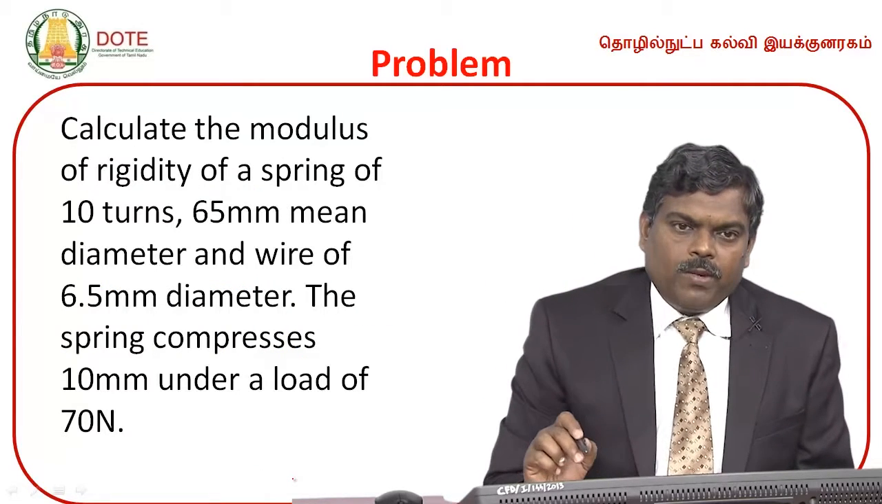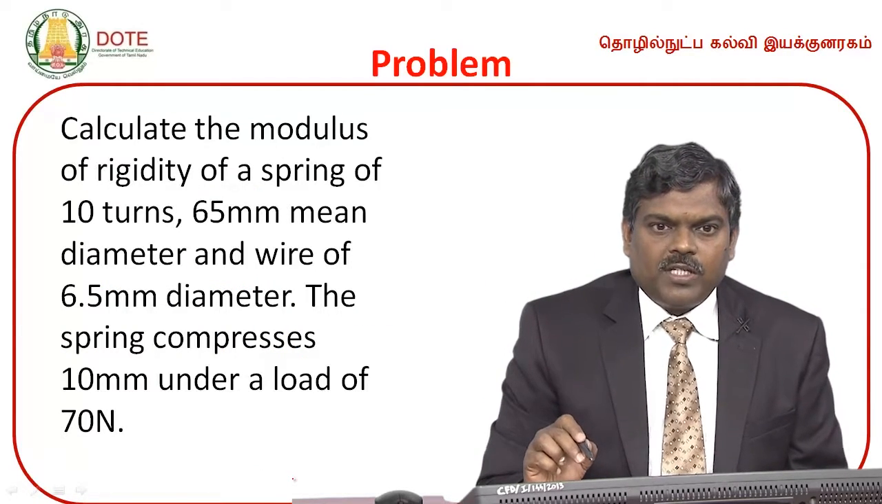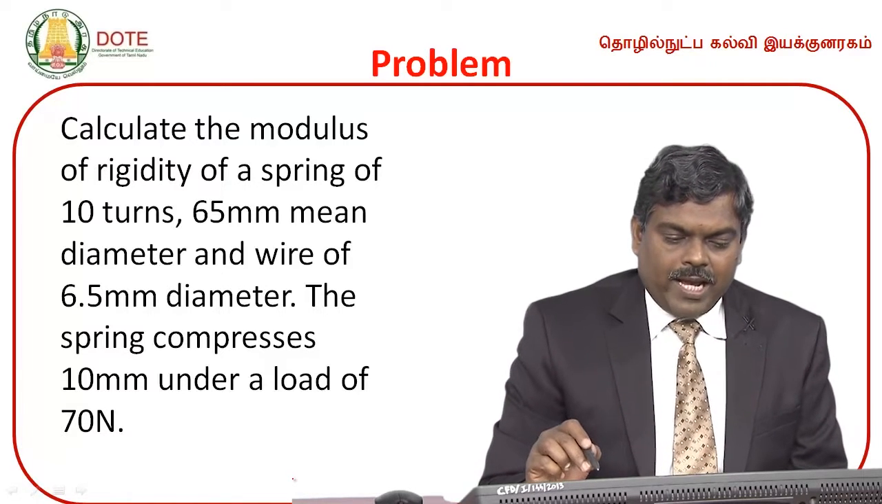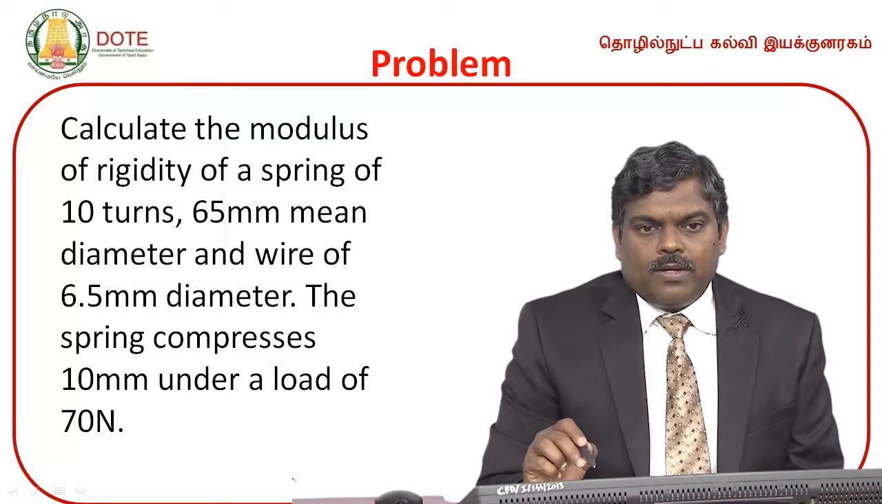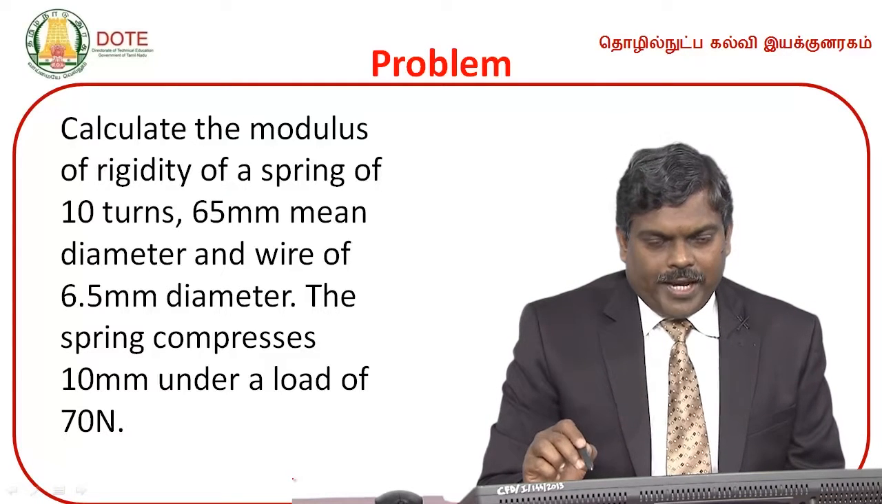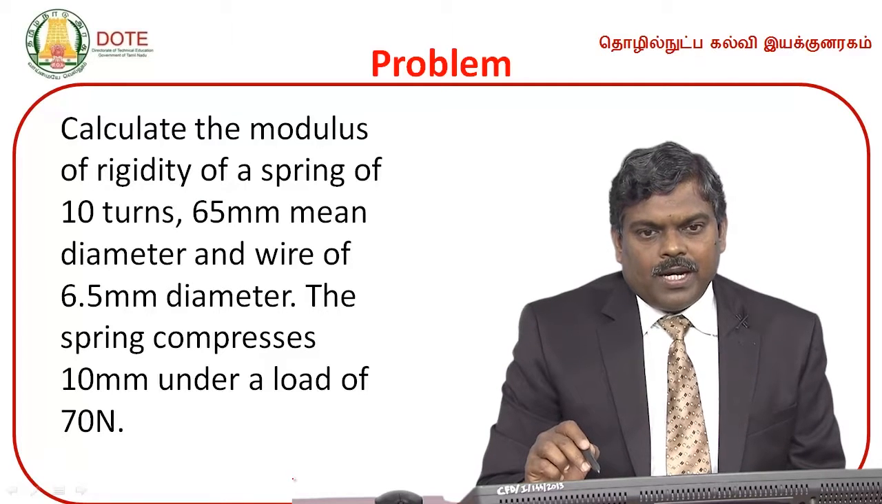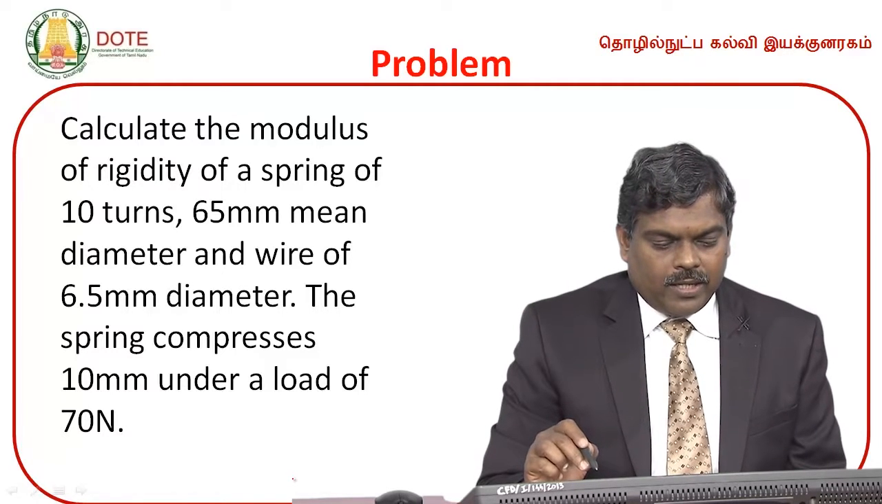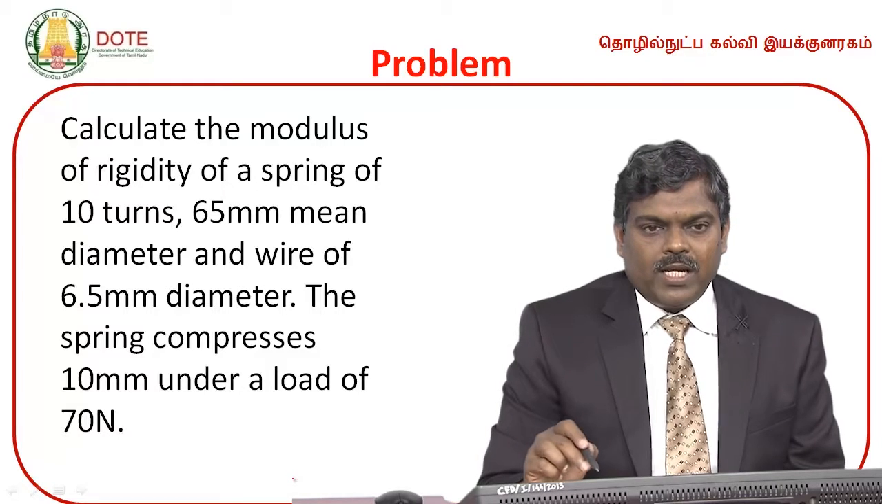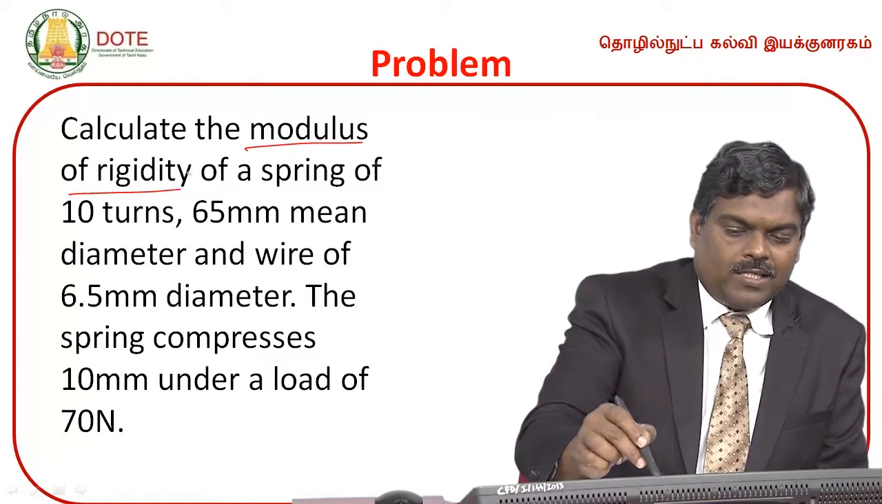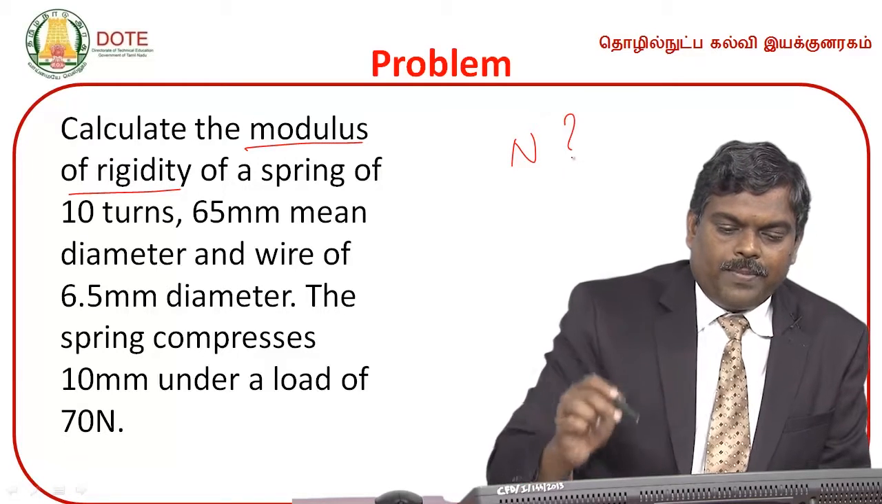Calculate the modulus of rigidity of a spring of 10 turns, 65 mm mean diameter and wire of 6.5 mm diameter. The spring compresses 10 mm under a load of 70 Newton. What is asked? Calculate the modulus of rigidity. What is asked? We have to find N.